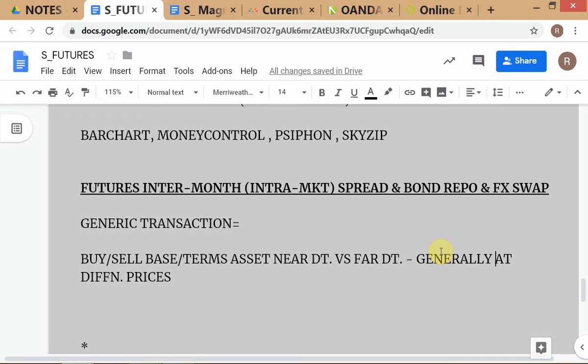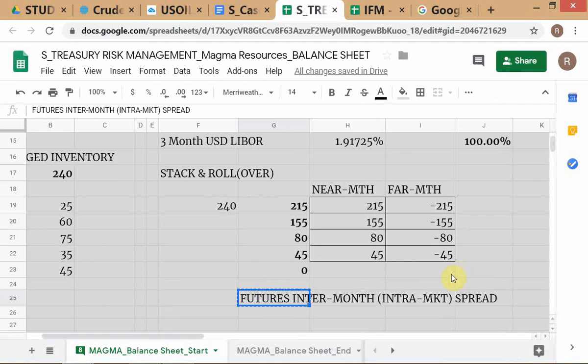So you can have that when the market dislocations, but generally we don't expect that. That's why you notice initially I wrote at different prices, but then I qualified it to write generally at different prices, because it's not always true. Sometimes you can have them at the same price. Okay, so this is basically what it is. It's very important to understand this transaction. Is everyone clear now about this stack and roll?